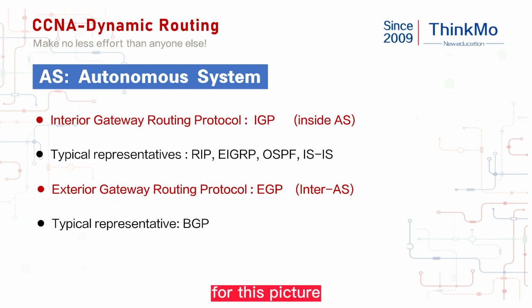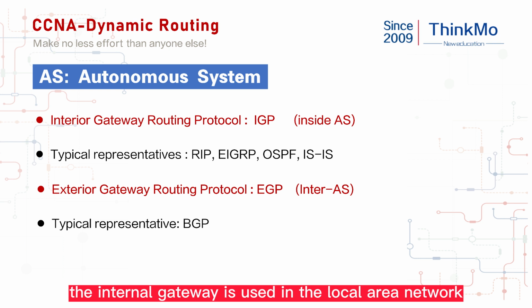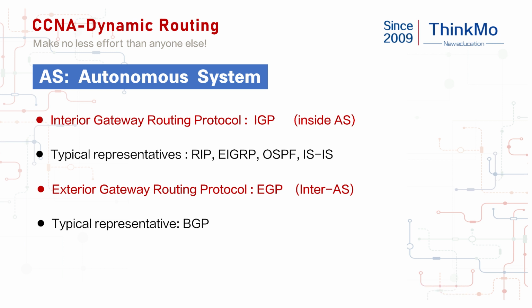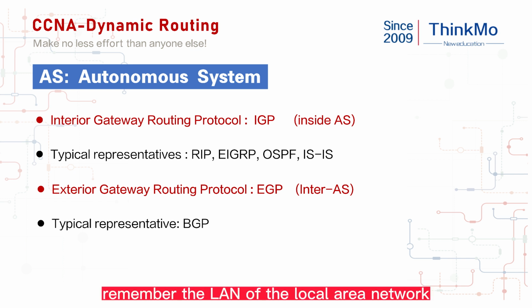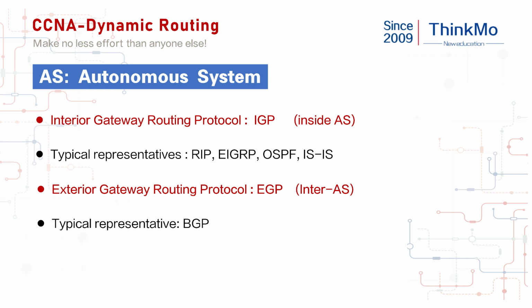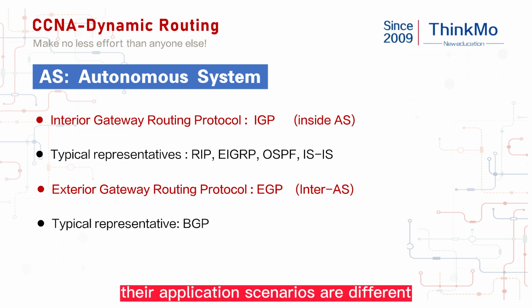Okay. For this picture, there are two words in it. One is called IGP, one is called EGP. That is, the internal gateway and the external gateway. The internal gateway is used in the local area network, that is LAN. Remember the LAN, the local area network we talked about in the first class? The exterior gateway routing protocol is used in wide area networks, that is WAN. Their application scenarios are different.